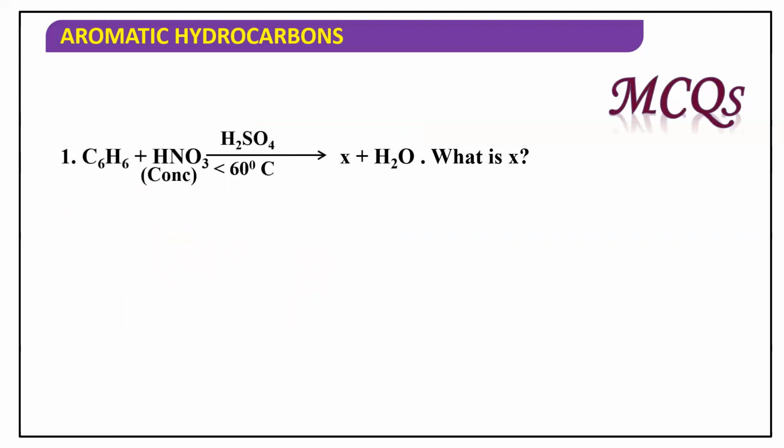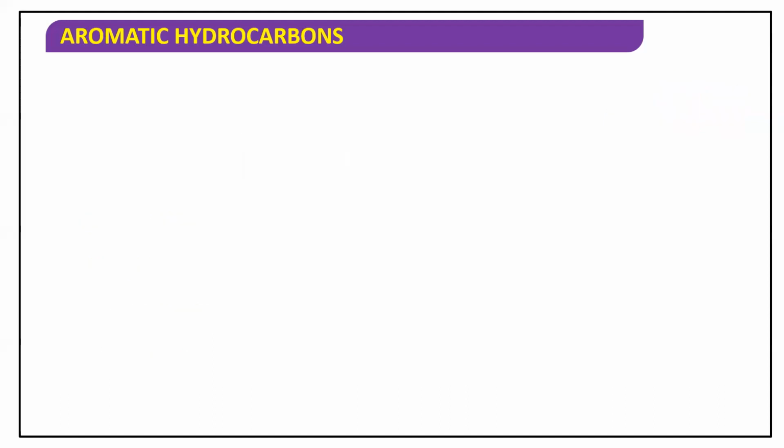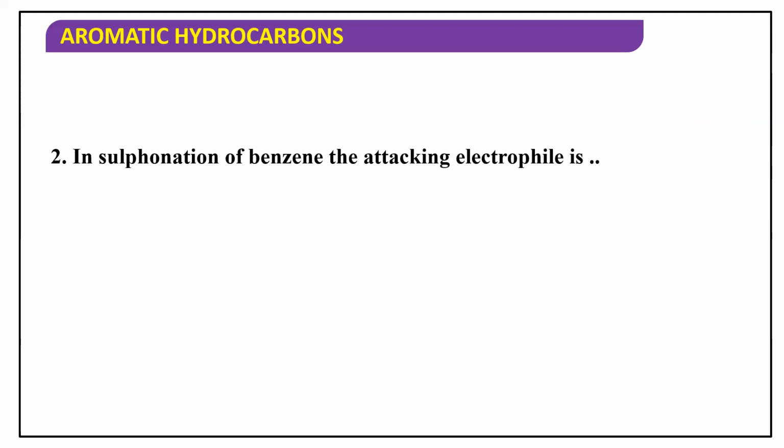Let's solve a few MCQs here. Benzene plus concentrated HNO3, concentrated H2SO4 gives us X plus water. What is X? Option A, nitrobenzene. Option B, benzene. Option C, benzene sulfonic acid. Or option D, nitrosobenzene. So you will know this by now. Nitrobenzene. In sulfonation of benzene, the attacking electrophile is SO3, SO3H, H plus, or OH minus.